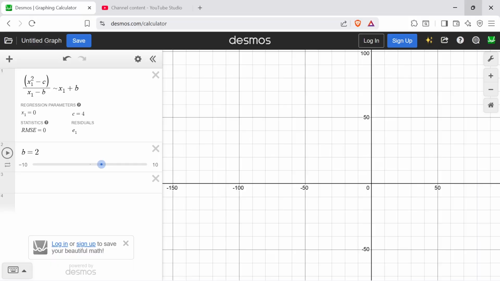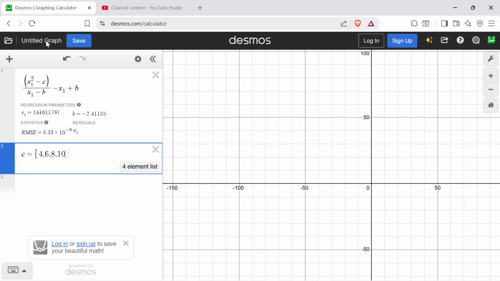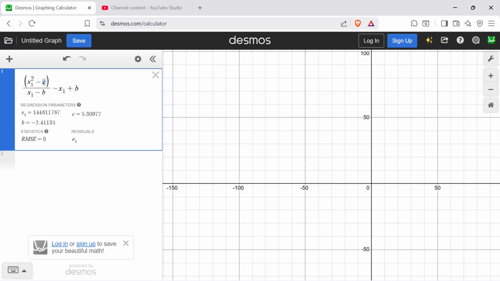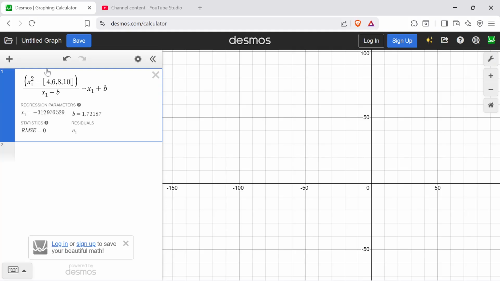So I did a regression and made a slider. I could not figure out how to do it with an element list. If I put in an element list for c equals 4, 6, 8, 10, I don't get an integer value for b, and I don't know what's going on right there. Some of the AI suggested just putting the element list right up there, but that doesn't work. 4, 6, 8, 10 does nothing. B is 1.7. I don't know.